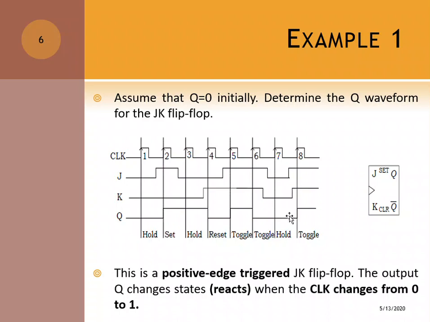So, dia sepatutnya toggle. Tapi dia tak berubah sebab dia akan berubah hanya apabila activation of new clock. Jadi, bila sampai new ataupun positive edge triggered clock 8, barulah dia toggle kepada 1. Okay. So, this is a positive edge triggered JK flip-flop. The output Q change state ataupun reacts when the clock change from 0 to 1. Okay. Apa beza positive edge triggered clock dengan negative edge triggered clock? Positive edge triggered clock, dia anak panah ke atas.